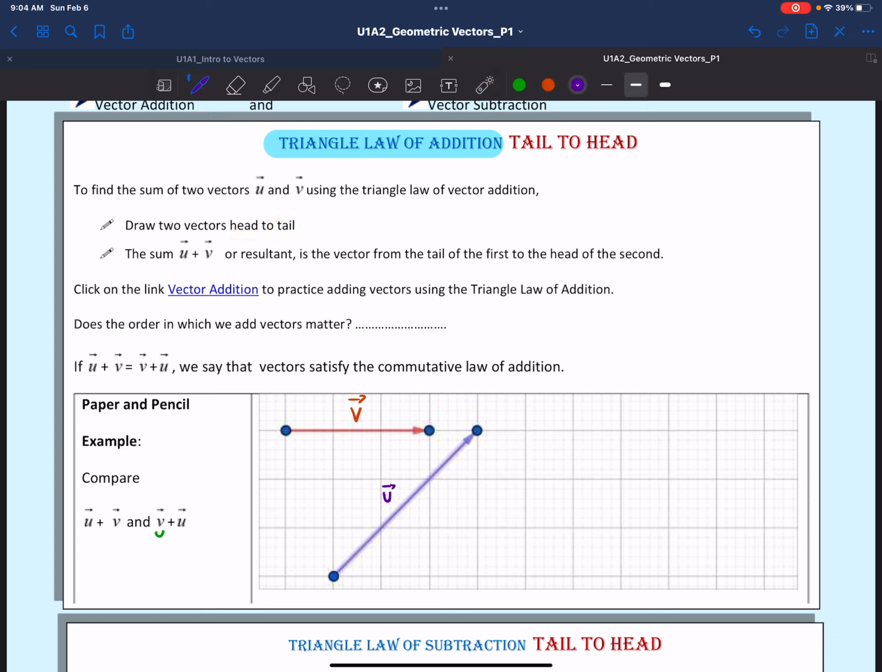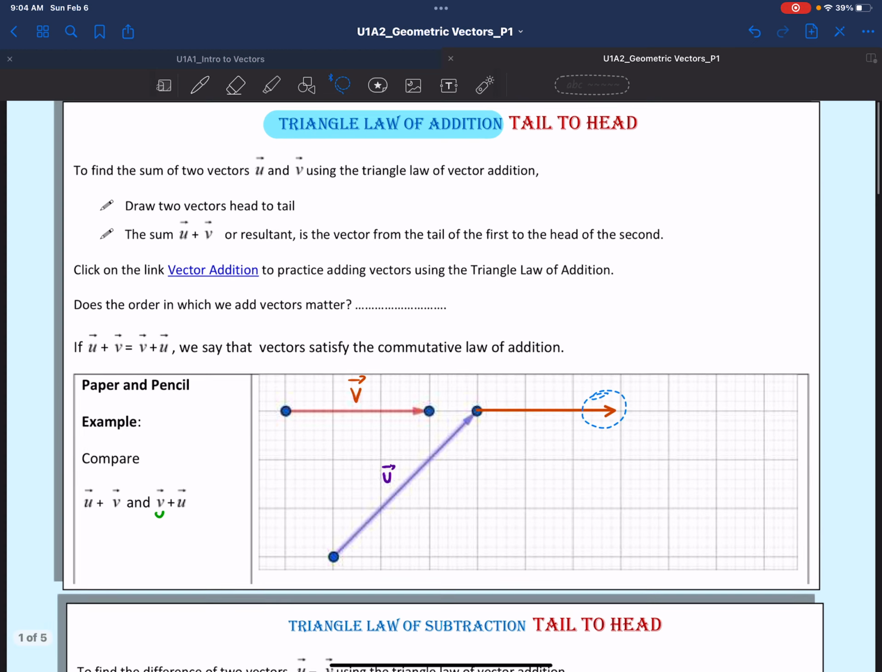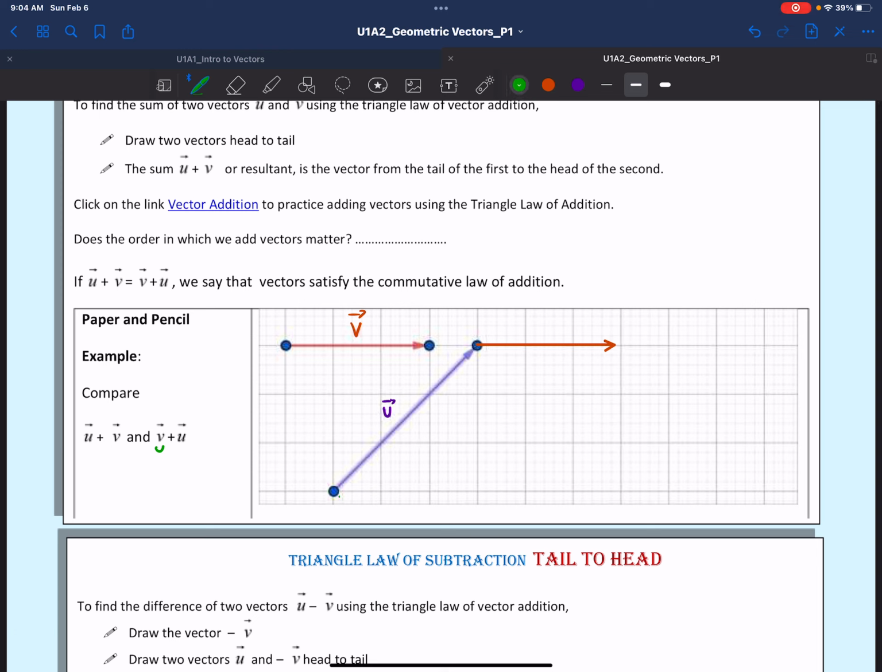So, in other words, vector v should be moved over with the tail at the head of vector u. The resultant vector will be the one that connects the tail of vector u, the first vector in the addition, with the head of vector v, which is the vector added. So this would be the resultant vector, which we call vector u plus v.